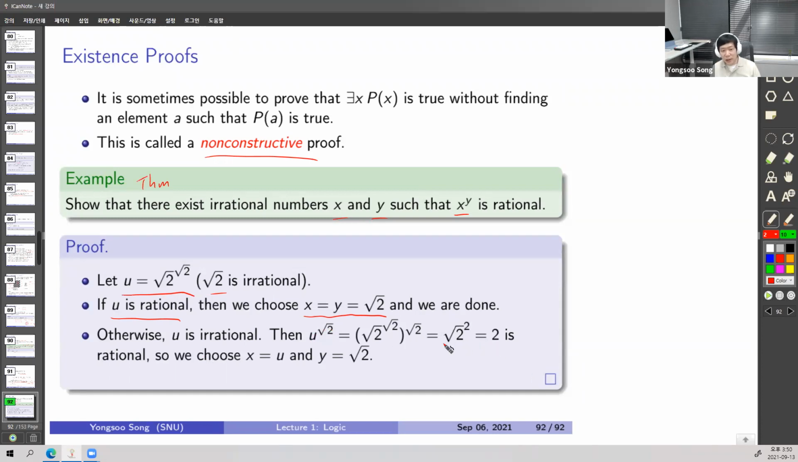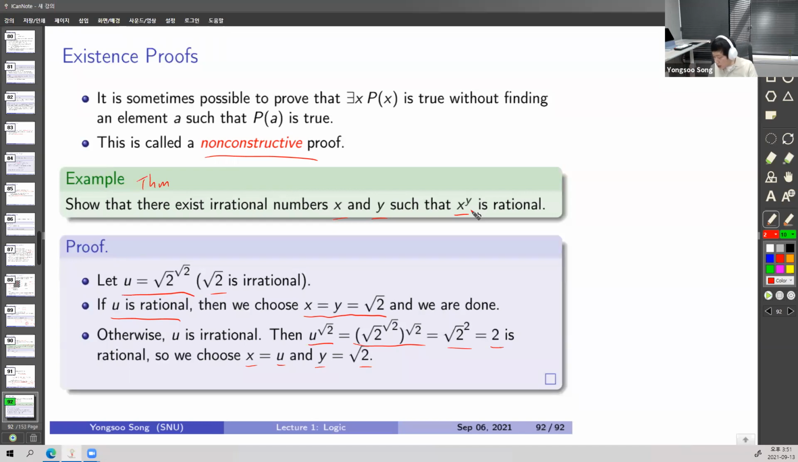the square root of 2 to the power of u is 2. You can simply check this, because u to the square root of 2 is this, this. So you can simply check this equation. So we know that u to the power of the square root of 2 is 2, which is a rational number. So in this case, we can set x as u and y as the square root of 2. Since we know that y is an irrational number and we here assume that u is irrational, we found the pair of x and y such that x to the power of y is a rational number.